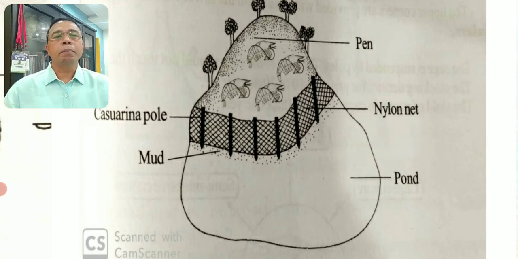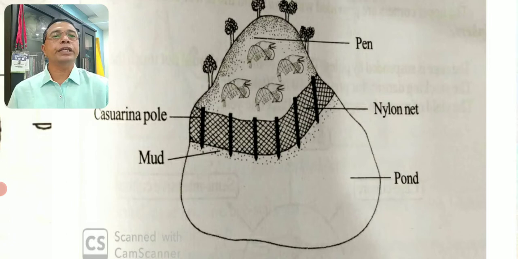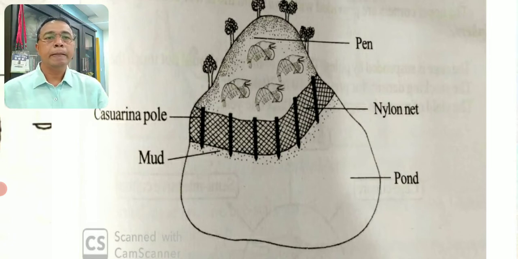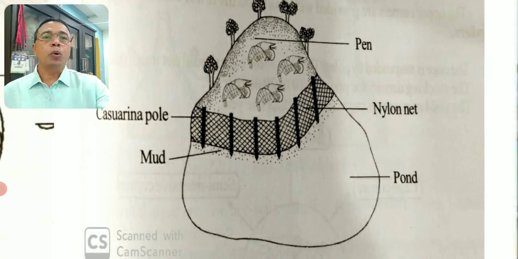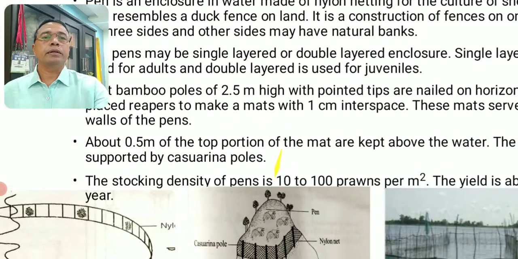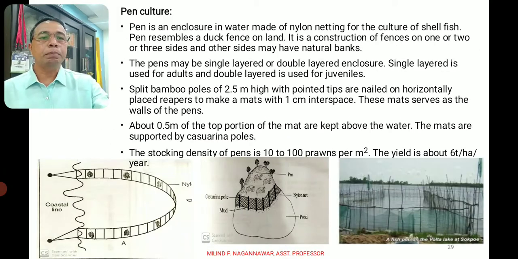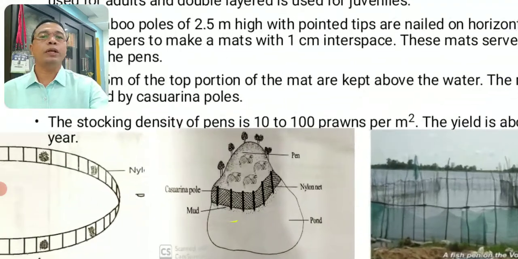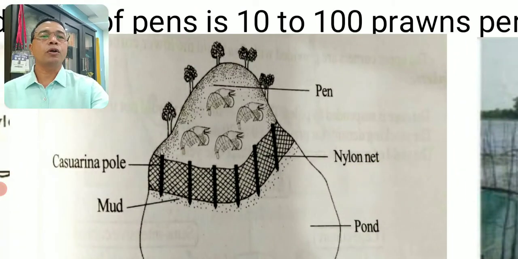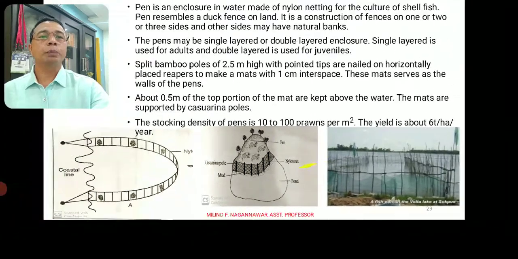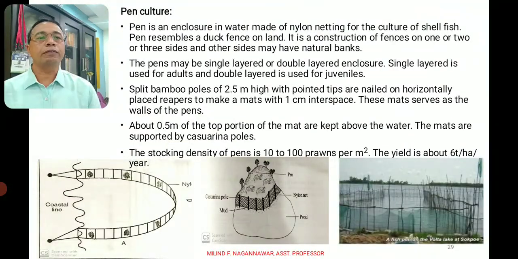Okay, into the mud, and then it is covered with the nylon net. Is it clear? Then these woods are usually of the casuarina pole. We call it casuarina pole. Now the pole should be kept 0.5 meter above the water level. Okay, you can see here the 0.5 meter of these poles should be left above the water level.